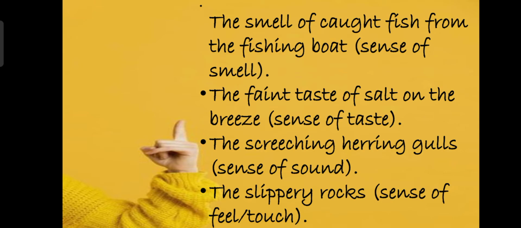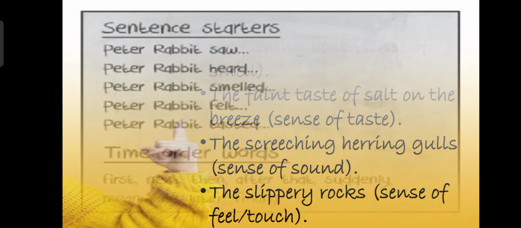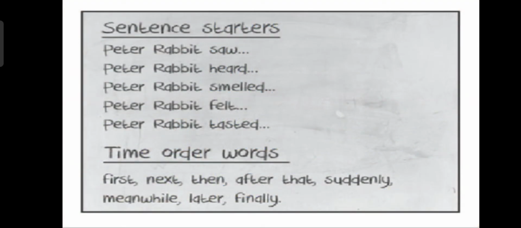Okay, so you can also write this kind of sentence, and you can also start your sentences like this: Peter Rabbit saw, Peter Rabbit heard, Mr. McGregor saw, Mrs. McGregor heard, tasted. So you have to make some other sentences, but you are going to use these kinds of senses. Okay, and time order words are also there: first, next, then, after that, suddenly, meanwhile, later, and finally.